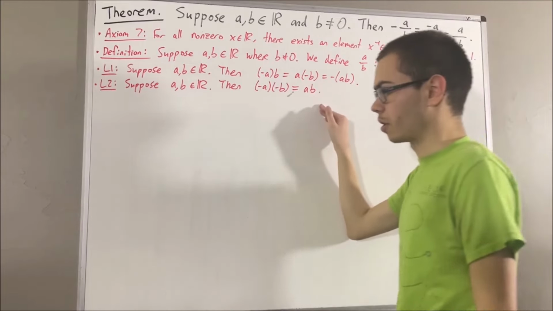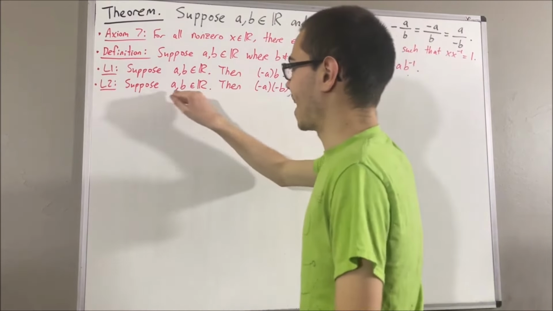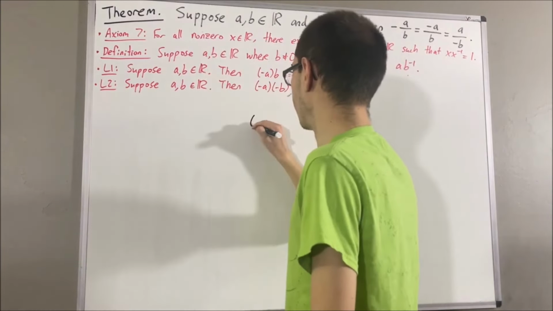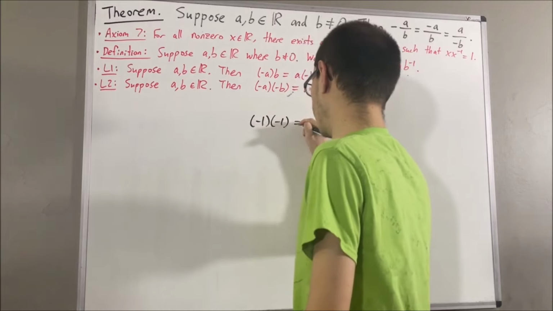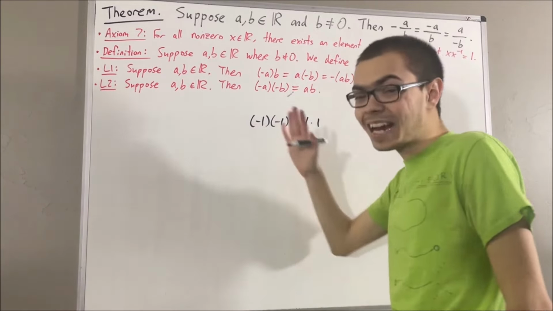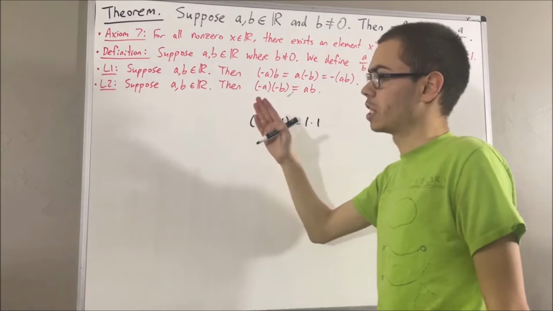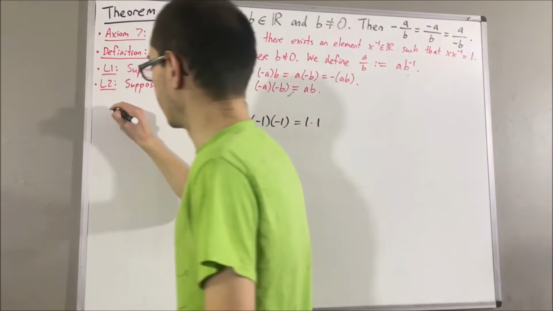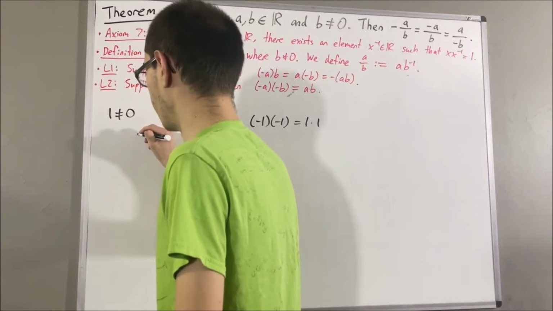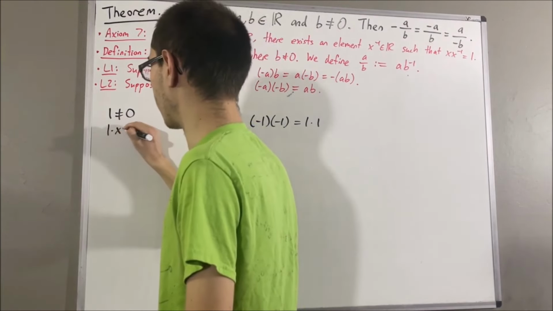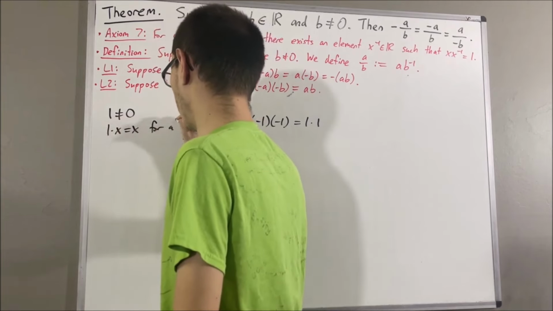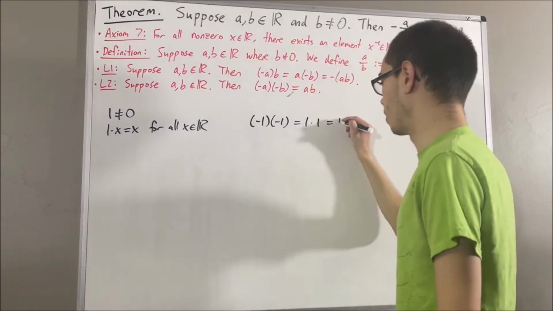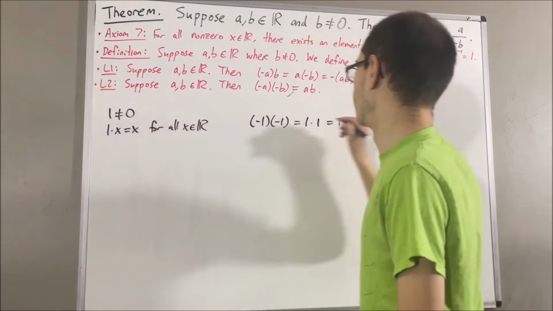Also, negative a times negative b is equal to a times b. So in particular, in L2, if we take a and b to be 1, well then we have negative 1 times negative 1 is equal to 1 times 1. And axiom 6 is the axiom which discusses the existence of this real number 1. It tells us that 1 is not equal to 0, and we have 1 times x is equal to x for all real numbers x. So in particular, 1 times 1 is equal to 1, and 1 is not equal to 0.